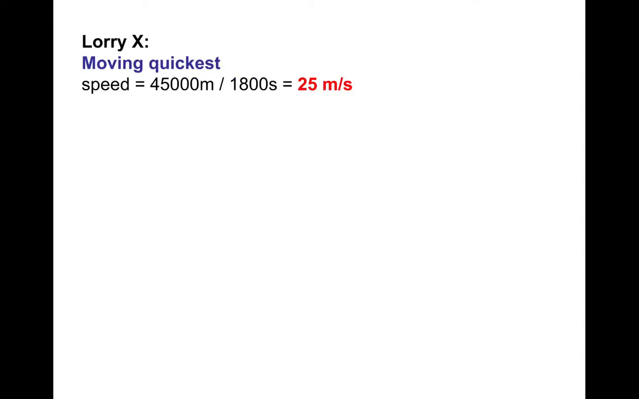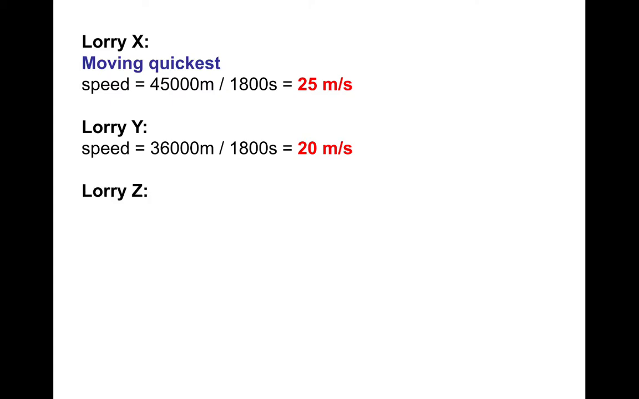Okay, let's have a look then. Lorry X is moving the quickest, as we discussed. The change in Y divided by the change in X is 45,000 meters divided by 1,800 seconds, so you should have got 25 meters per second. The next one, lorry Y: 36,000 meters divided by 1,800 seconds gives us 20 meters per second.